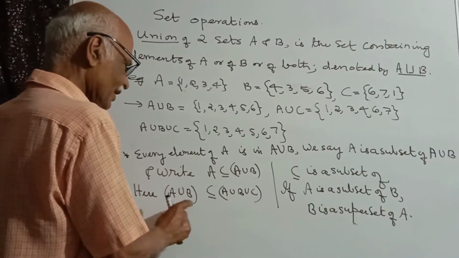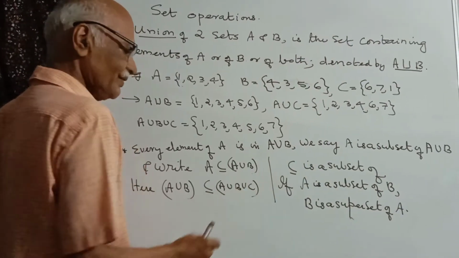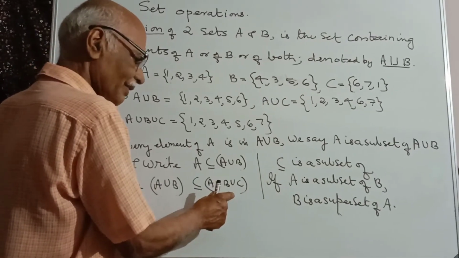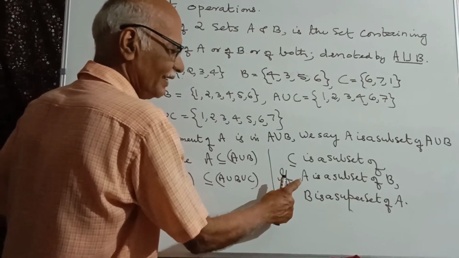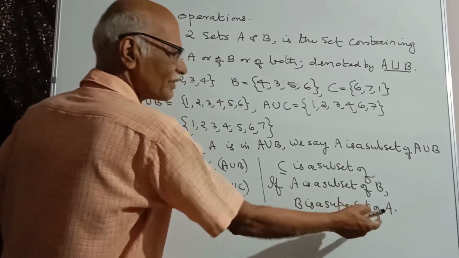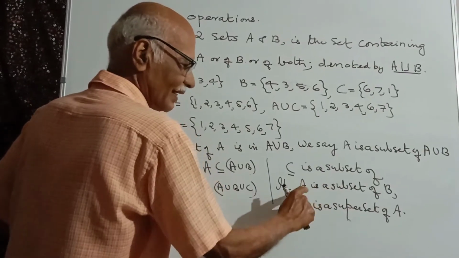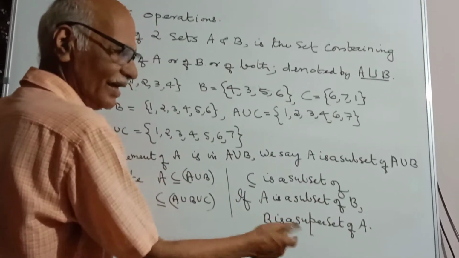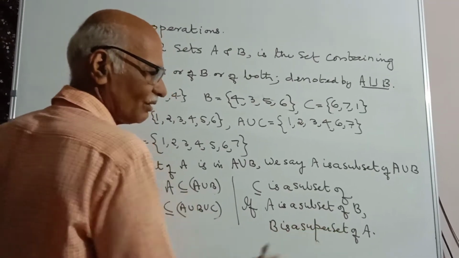Now A union B is a subset of A union B union C. Every element of A union B is in A union B union C. So if A is a subset of B, then B is a superset of A. So that is the relation between subset and superset. A is contained in B, and then we say B contains A. B contains A means B is a superset of A.